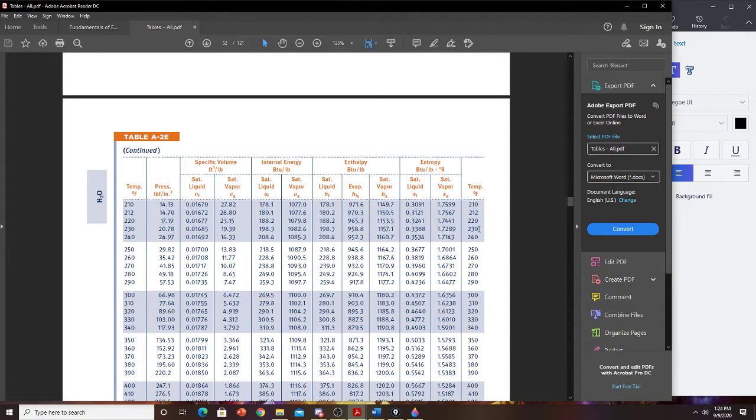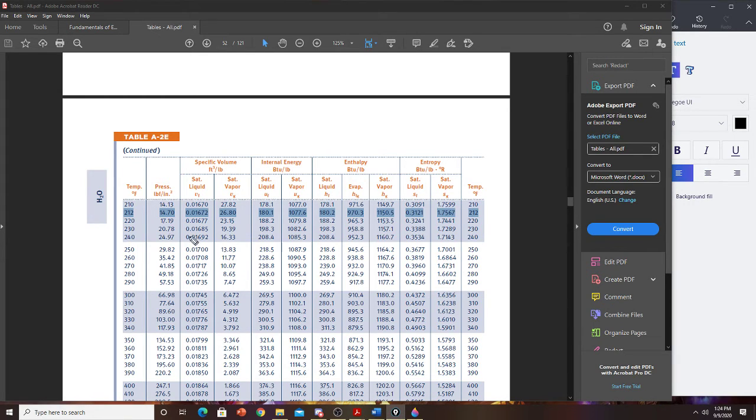Now, can somebody tell me which value we need to grab from the table? Which one is it? Considering that I told you that x is equal to 1 and we are a saturated vapor, which of these values do I need to grab? Stop me when I get there. That one, I agree.